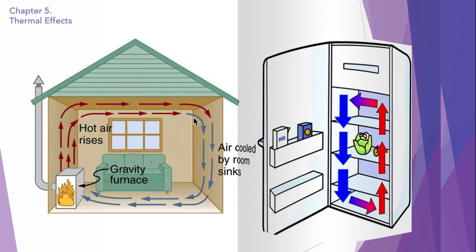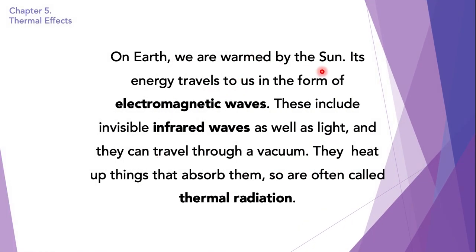Well, on Earth we are warmed by the sun. Its energy travels to us in the form of electromagnetic waves. These include invisible infrared waves as well as light, and they can travel through a vacuum. So they heat up things that absorb them, and so are often called thermal radiation. So all objects give out some thermal radiation. The higher their surface temperature and the greater their surface area, the more energy they would radiate per second.